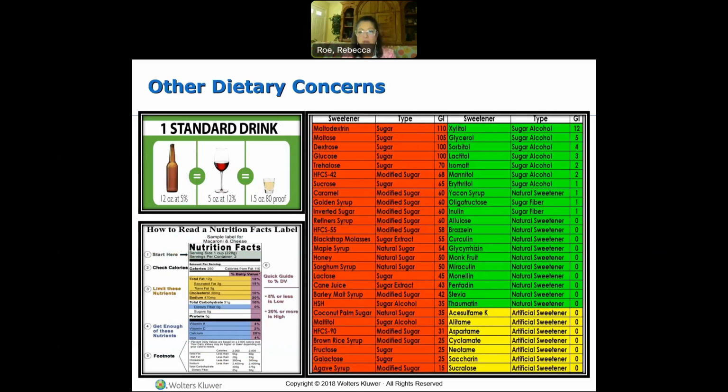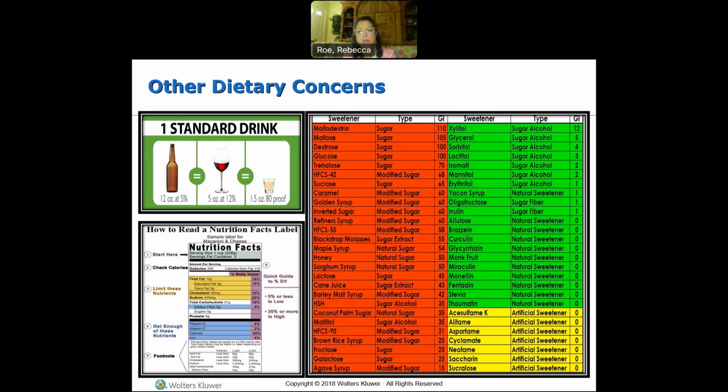Many types of sweeteners exist in the world. Very few of them are any good. You might as well just be having regular sugar. Most of them are just regular sugar. And if you look at the sweeteners in the red, every one of them, just about, is a sugar, a modified sugar, a natural sugar.